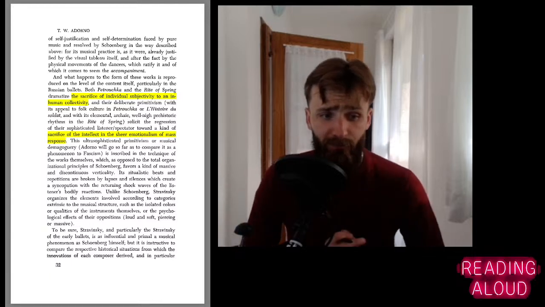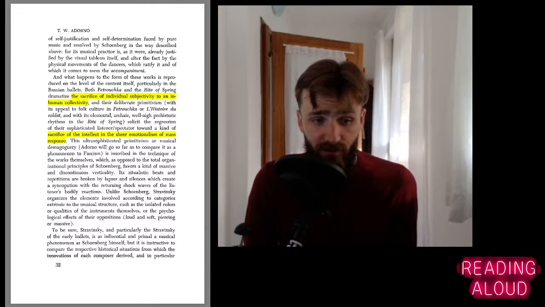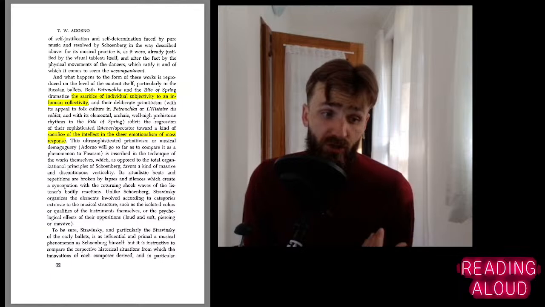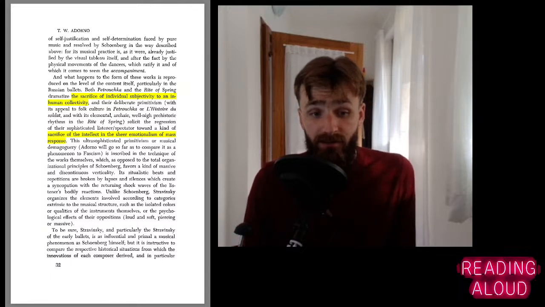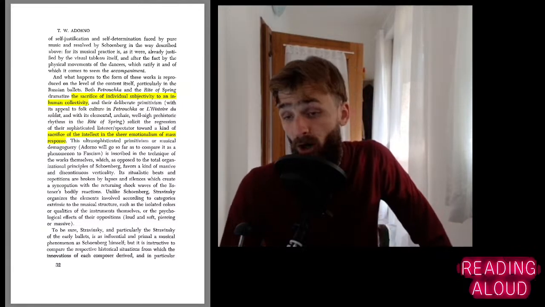Its ritualistic beats and repetitions are broken by lapses and silences, which create a syncopation with the returning shock waves of the listener's bodily reactions. Unlike Schoenberg, Stravinsky organizes the elements involved according to categories extrinsic to the musical structure, such as the isolated colors or qualities of the instruments themselves, or the psychological effects of their oppositions, loud and soft, piercing or massive.